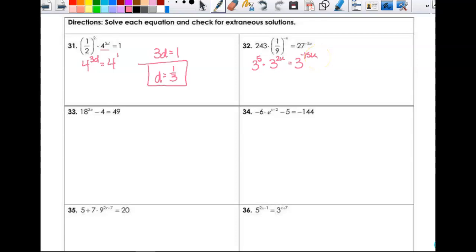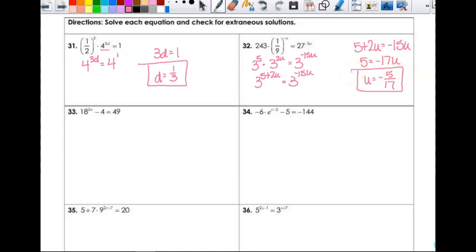Okay, so all 3 bases are the same. Now remember, if you're multiplying 2 things with the same base, you add the exponents, just like you've been doing. So I get 3 to the 5 plus 2u power equals 3 to the negative 15u power. Now that I have a single one on each side, I can use my 1-to-1 property, and I get 5 plus 2u equals negative 15u. So this will give me 5 equals negative 17u, and u equals negative 5 over 17.